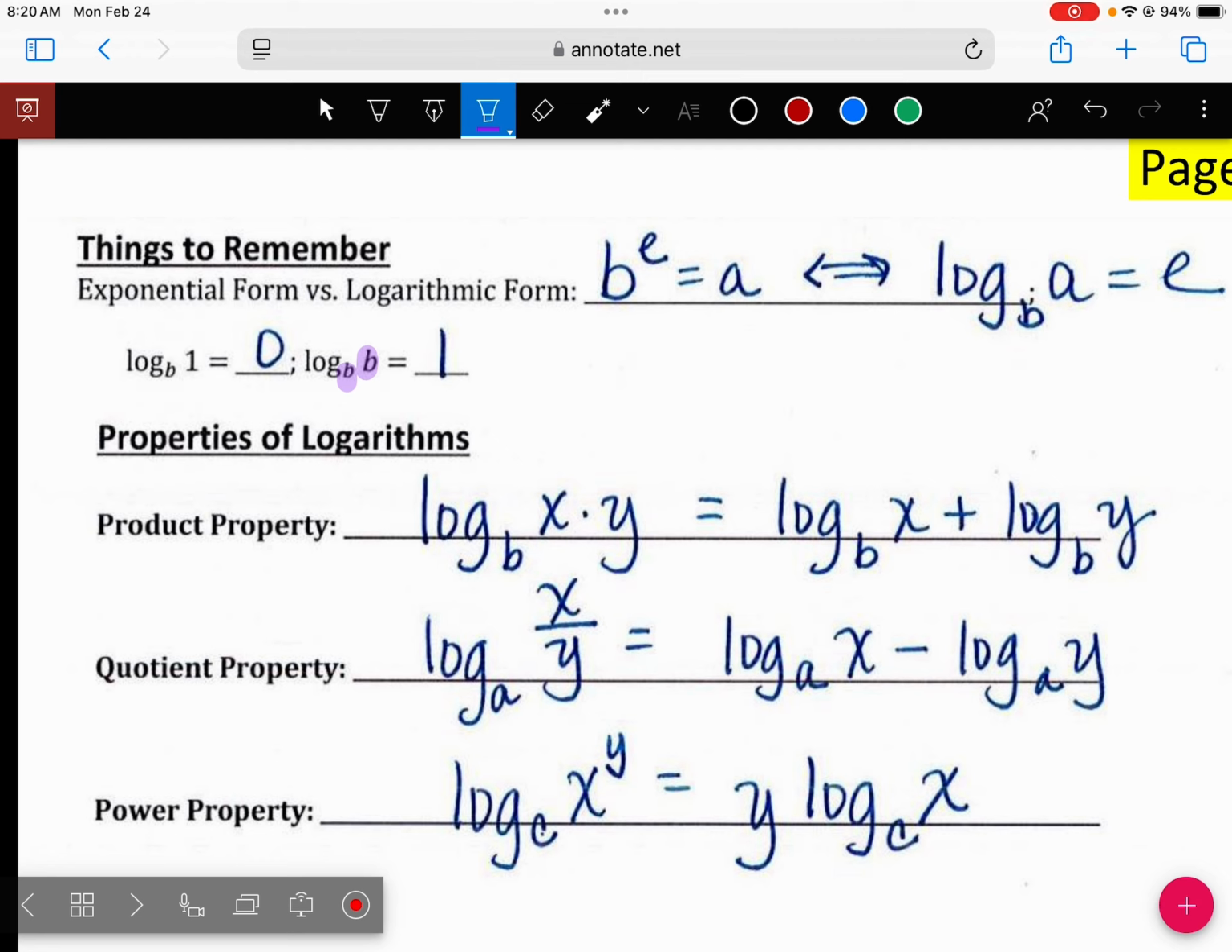So let's look at these properties. The first one is product. That's where multiplication separates to addition. A fraction separates to subtraction. And if you have a power, that power gets moved to the front. That's your 3 properties that we're going to talk about today and tomorrow.